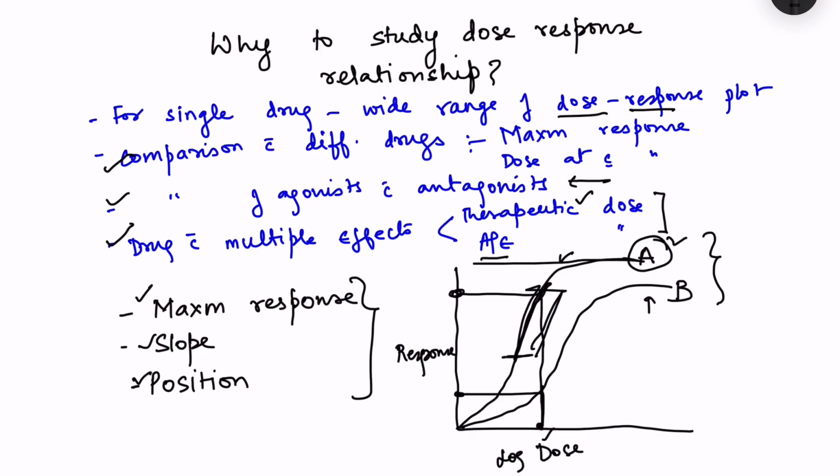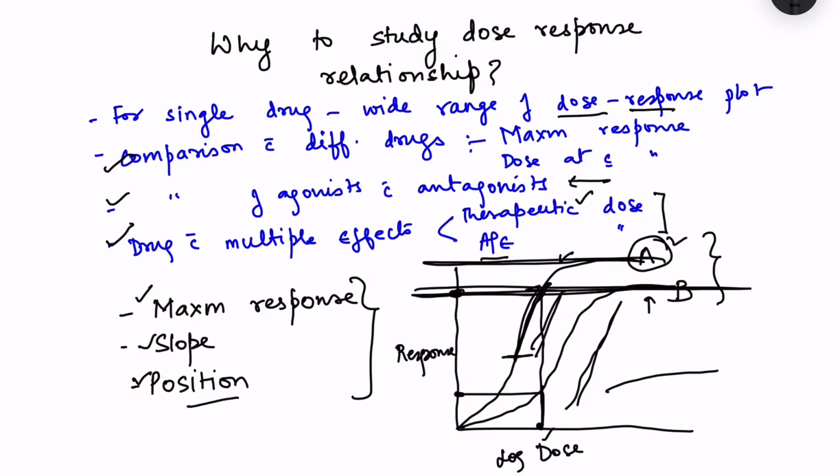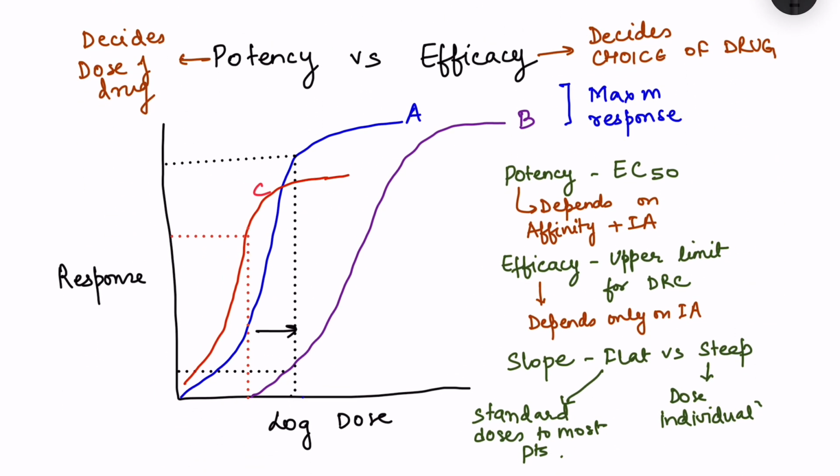So this is the maximum response for A, and this is the maximum response for B. Then what is the slope of the graph? That means how it is rising, whether it is like this or it is flatter. Then position, that means where in this plot the graph is located. So suppose A is located on the left side and B is located on the right side. So we will study these three components to understand the dose response relationship and to deduce the property of the drug. So here is an example of certain drugs with dose response relationship.